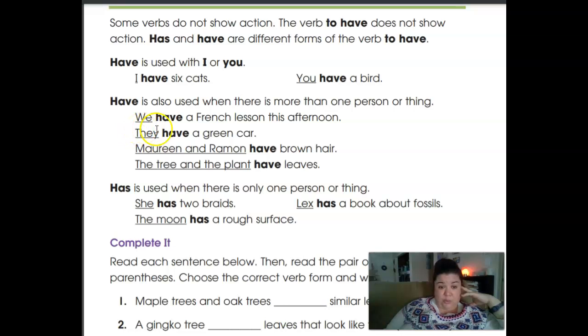And up here, you wouldn't say we has a French lesson. You has a bird. So if you can say them out loud, you can hear that they don't sound quite right, and maybe you need to use the other verb. Okay, so that might help some. So have is used when you talk about more than one person or thing, or you're talking about I or you. Has is only used when you're talking about one person or thing that's not I or you.